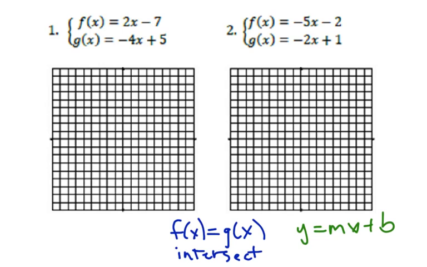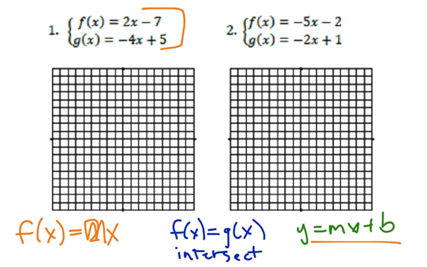So, let's just start over again. We are graphing these systems, and they're in slope-intercept form even though they don't look it. They're just using the function notation instead of the y. But it's the same idea. It's that mx plus b. So, let's get our x and y axis here.